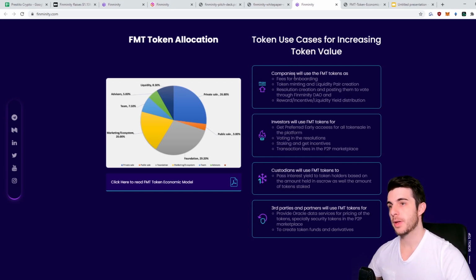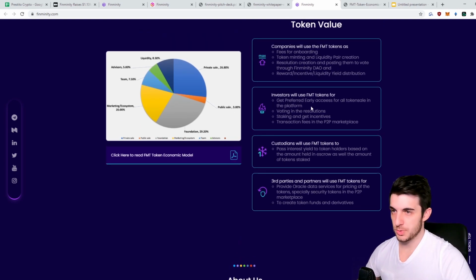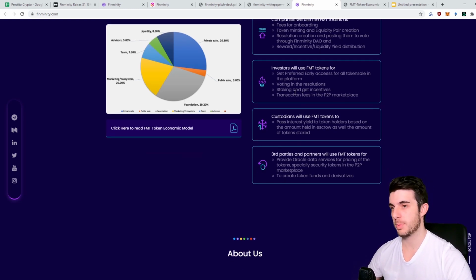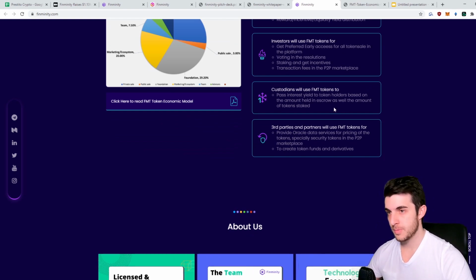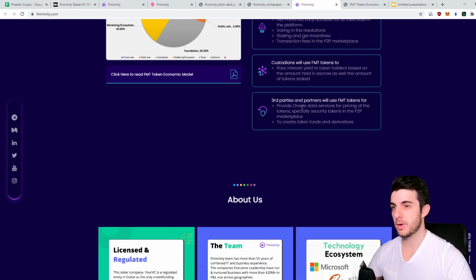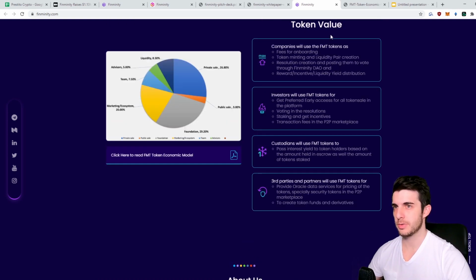So the companies will use FMT tokens as a fee for onboarding, token minting and liquidity pair creation, resolution creation, and posting them to vote through the DAO, and reward and yield distribution. Then investors will use FMT token to get the early access to all the token sales and for voting, staking and transaction fees in the peer-to-peer marketplace. Then custodians will use the tokens to pass interest yield to token holders, and third parties will use it to provide oracle data and to create token funds and derivatives.